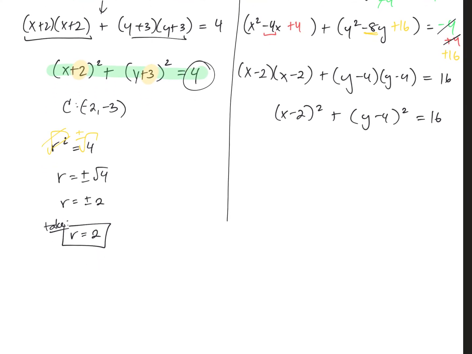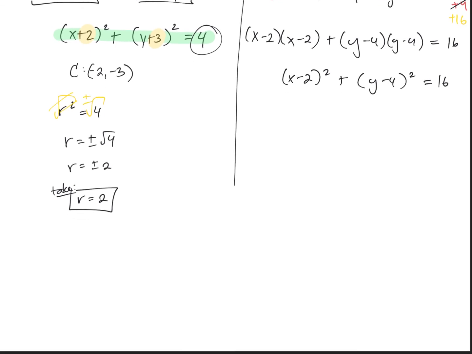So, can I determine what my center and my radius are? I can. My center is going to be the opposite of these numbers. How do I know that? Well, this is in center radius form. See that? We have the two binomials, and then they're squared. Awesome. And then my radius is out on the side.